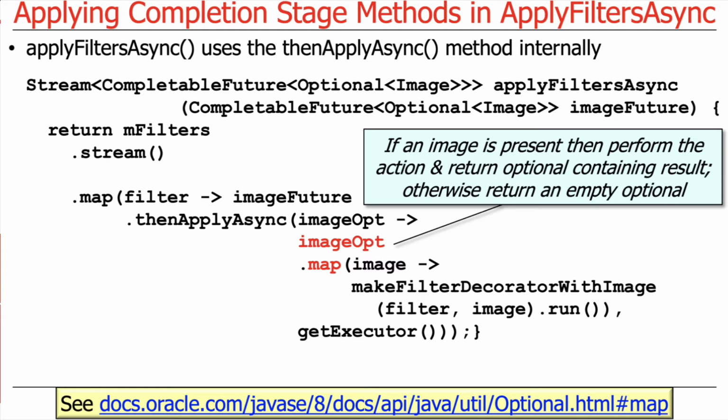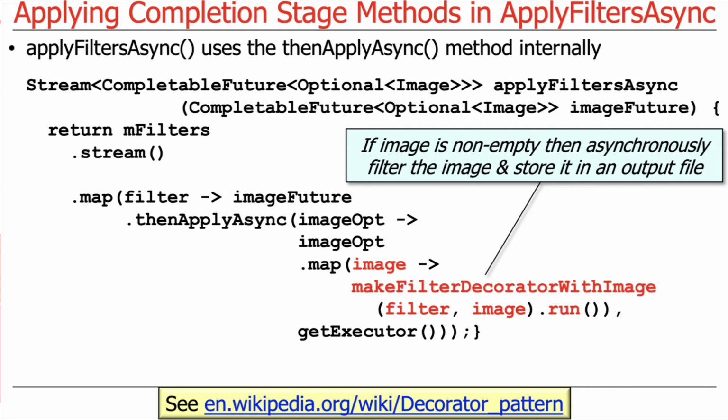Here's the actual action that we care about. If we have a non-empty image, in other words, it's finished downloading asynchronously, then we can use the map call to do some processing. Keep in mind, if there's no image that was downloaded because the URL was already cached, there's nothing that's done by map. Here's the actual action that's registered with map. If the image is non-empty, then we're going to asynchronously filter the image and store it in an output file. And that's what this little factory method does, makeFilterDecoratorWithImage. We pass in the filter and the image and we run this thing, and that will go ahead and apply the filter and store it in the file.